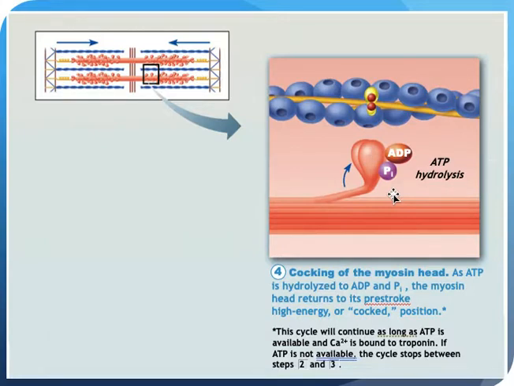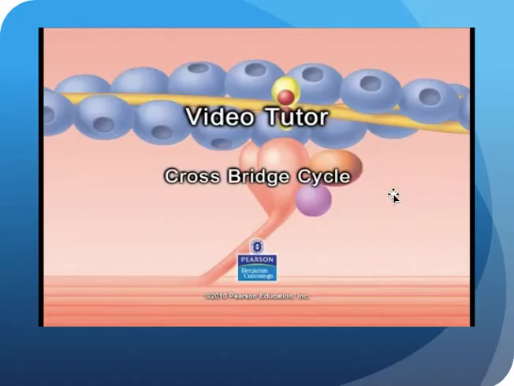Here are the steps. You don't necessarily have to know the steps. You just want to remember that it requires energy, it's the myosin binding to the actin, and you need the impulse, you need the calcium, and you need that ATP to continue the contractions. And this is another video that you can watch, where you work through the steps on your own.